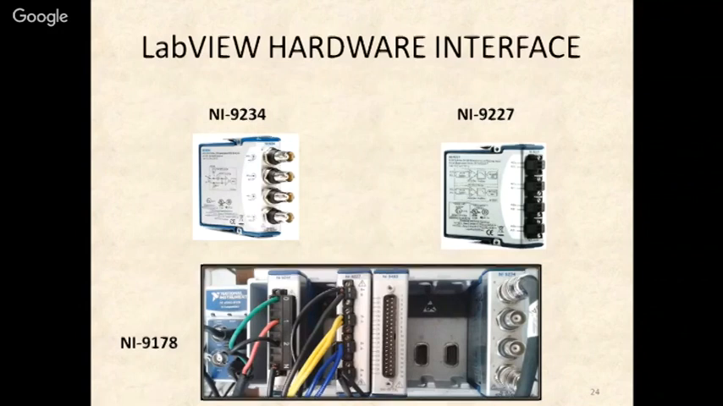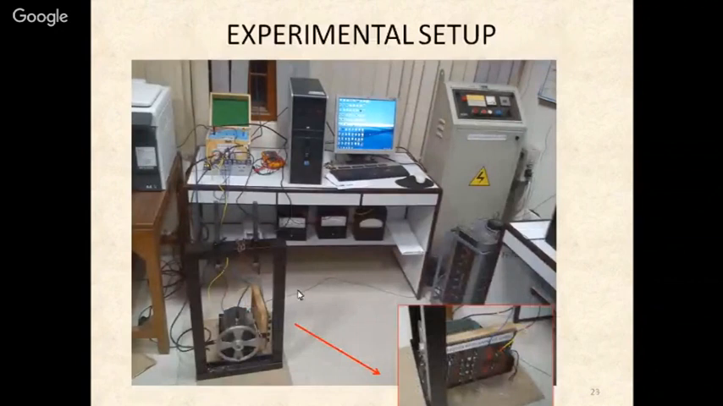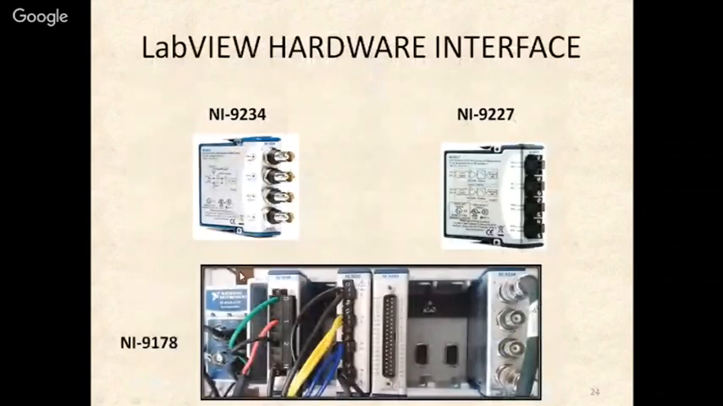I will discuss this motor in the next slides. These are the hardware components that are used. This is the 9234 for measurement of vibration, 9227 for measurement of current, and this is the 9178 8-slot CompactDAQ chassis. These are C-series modules provided by NI which can be mounted in this chassis for acquisition of signals.